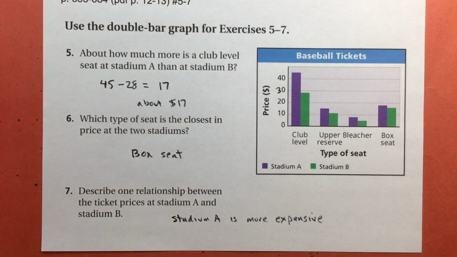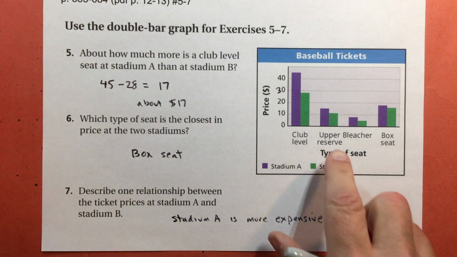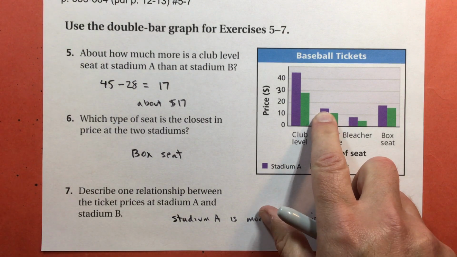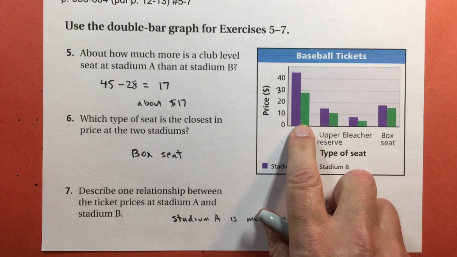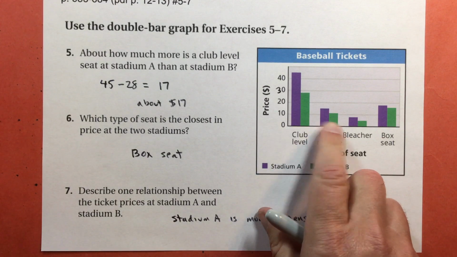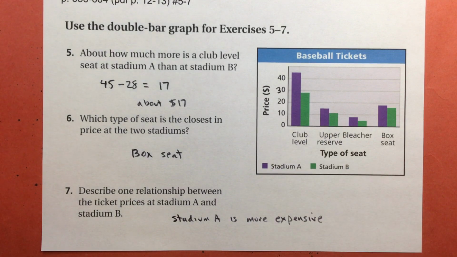Now, that being said, I just want to be clear that you understand what I mean. Upper reserve at Stadium A is cheaper than club level at B, but these are not the same type of seats. I'm saying comparing to the same type of seats.